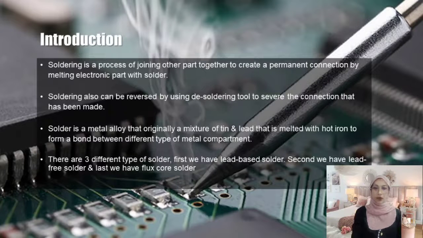First, soldering is a process of joining other parts together to create a permanent connection by melting electronic parts with solder. Solder is a fusible metal alloy used to create a permanent bond between metal workpieces. The solder is melted in order to adhere and connect the pieces after cooling, which requires a suitable alloy for use, as the solder has a lower melting point than the pieces being joined.